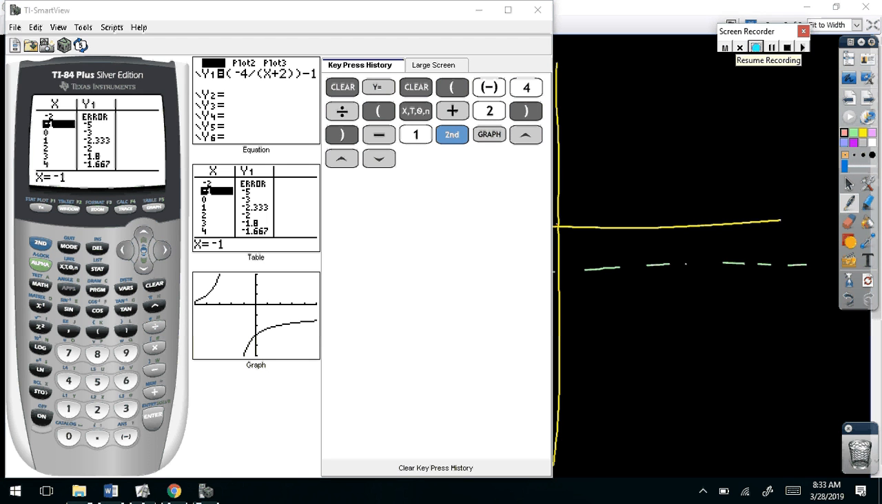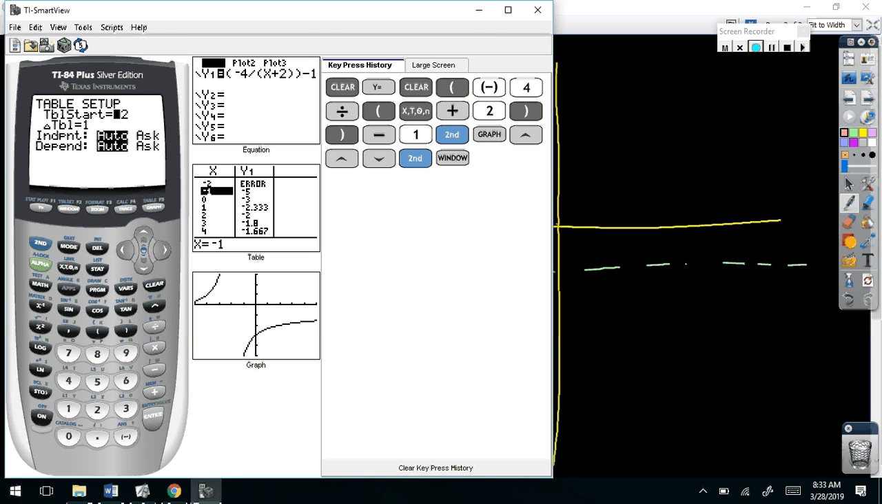Several of you have said your table doesn't look like this, and I'm going to change the way mine looks. I just wanted you to see where we got to get it. If you look over the window button, second table set, independent is my X, right? And dependent is my Y. I want to change the independent to ask, which means I don't want it to automatically tell me the X's. I want to be able to input the X's and then it tells me the Y's. So hit enter over ask. Make sure that's highlighted. So make sure your table set looks exactly like mine.